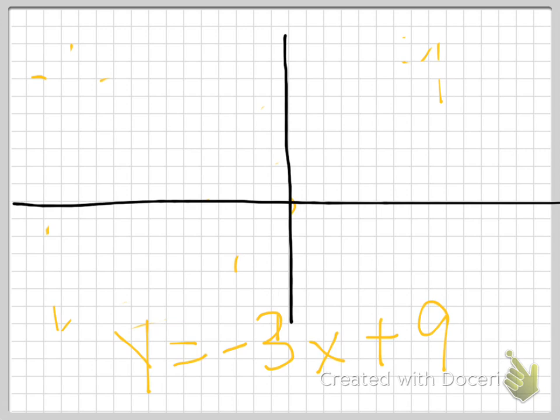Okay, where do I start? I start at the y-intercept. Again, that's my line on my y-axis. So I'm going to go up 9: 1, 2, 3, 4, 5, 6, 7, 8, 9. I'm going to put a dot.